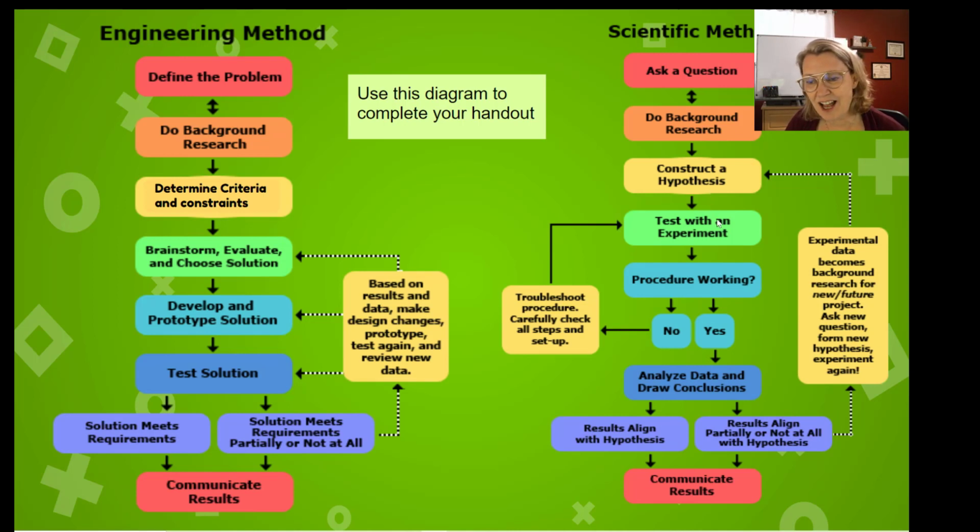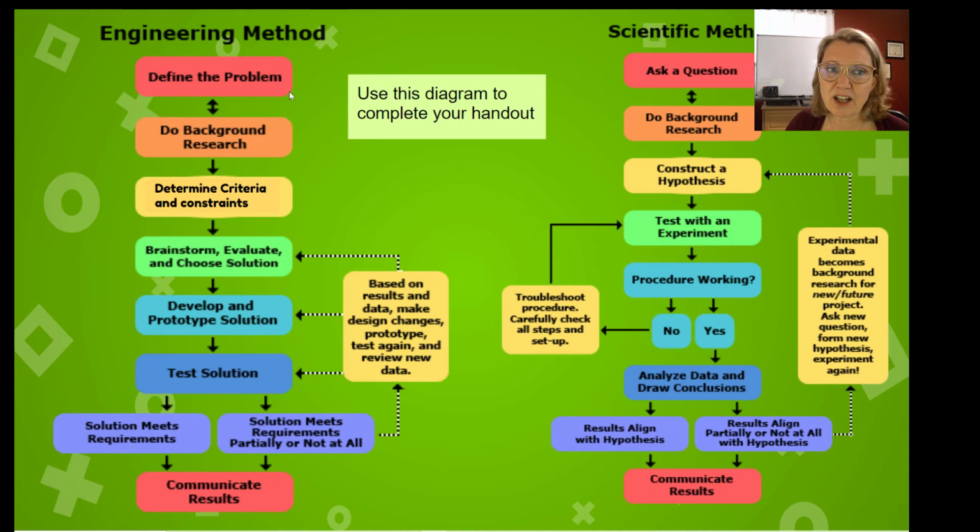Maybe if it didn't align, you're going to go back and change your hypothesis. That might mean that you have to change your experiment, change the variables that you used. But by the end, once you get through all of it, you communicate your results. Okay, that's just a reminder of what we did the other day.